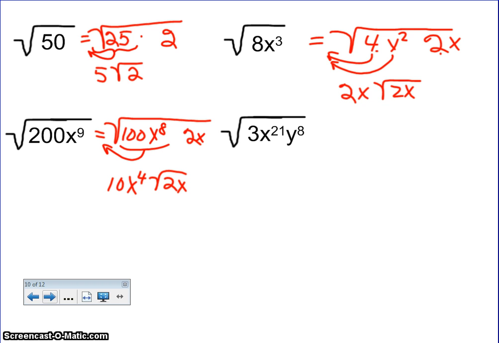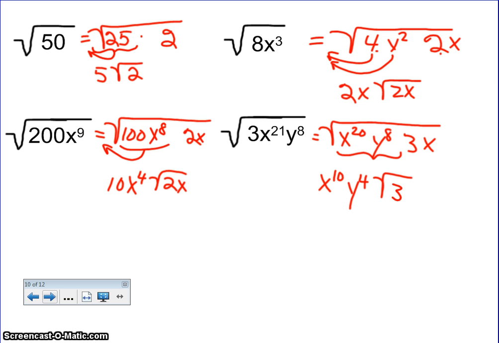On this final example, there's no perfect part that factors out of 3. 3 is all left over. X to the 21st, we can take x to the 20th as perfect with an x left over, and y to the 8th is all perfect. So this is the stuff we can take the square root of, which is going to be x to the 10th, y to the 4th, and we have a 3x left inside.